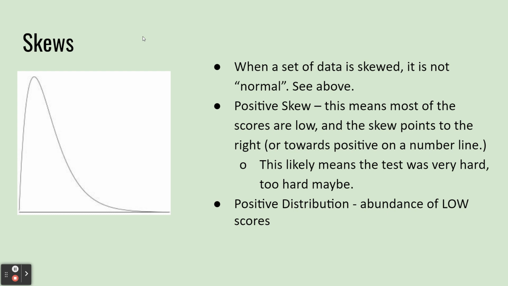So a positive skew says that most of the scores are low, and the skew, like the tail, points to the right. It points to the positive side of the x-axis. This likely means the test was very hard or too hard, where most people scored low. If there's a positive distribution, it says that there's an abundance of low scores.